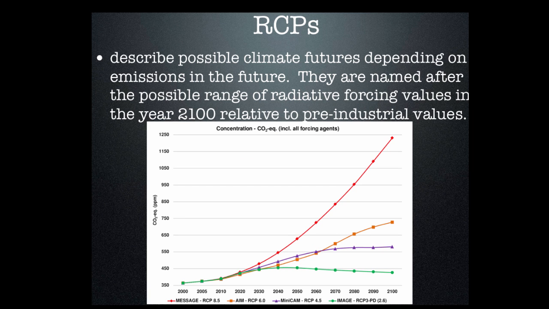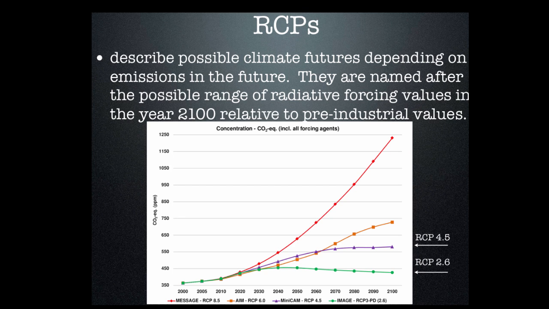I also asked you guys about RCPs, and you did a great job of defining them and talking about the temperature projections, but let me just clarify what exactly they are. They're different descriptions of the possible climate futures, and this all depends on how we control emissions in the future. They are named after the possible range of the radiative forcing values in the year 2100 relative to pre-industrial values. So in green here we have RCP 2.6. This would mean that our radiative forcing values would be 2.6 watts per meter squared greater than pre-industrial values.